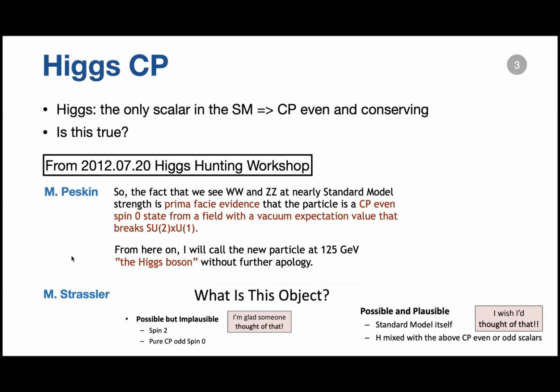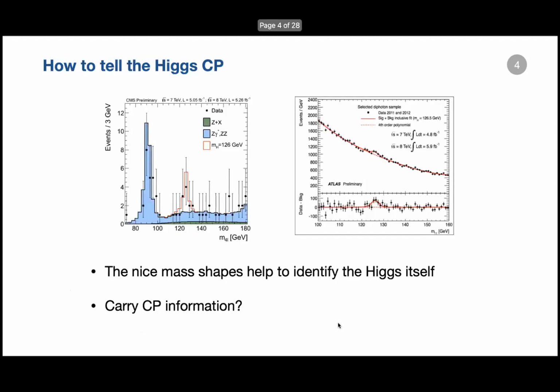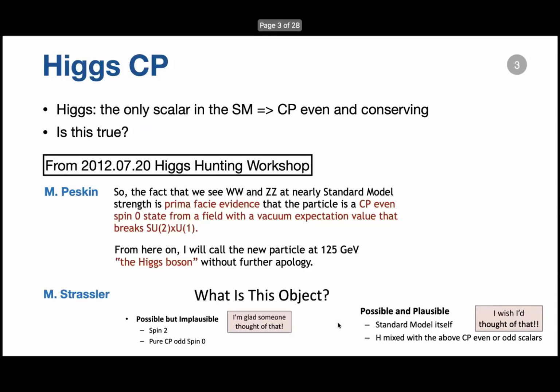Strassler, on the other hand, is a bit more open, saying that it's most probably the Standard Model Higgs boson, but it could also be a mixture of CP even and odd states. When we have a mixture of CP even and CP odd states, that means the CP symmetry is broken. Now, 10 years later, we of course know that both of them are right. We have not seen any CP violation signs from the Higgs sector.